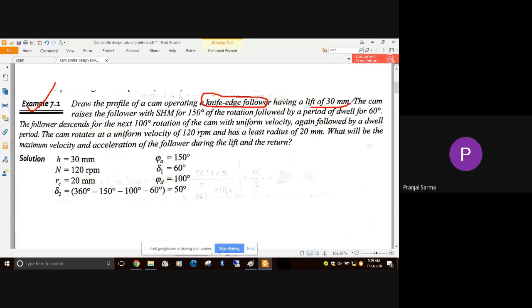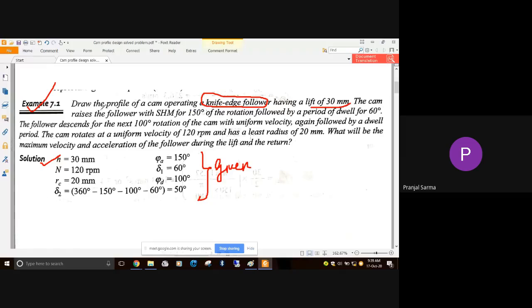So what do you remember by lift? This is nothing but we can denote it with either X or H. That is the lift, the movement to the highest displacement of the follower from its position. So these are the given data, and the given data we will have to write down. Once you go through the question, you will get those values, and we will find them out.